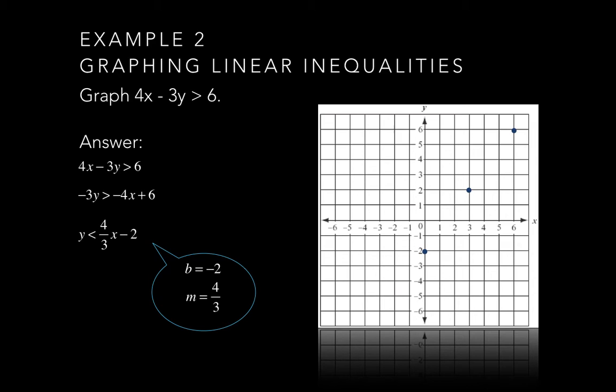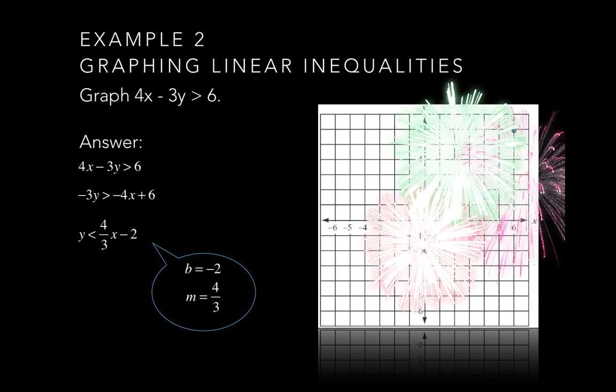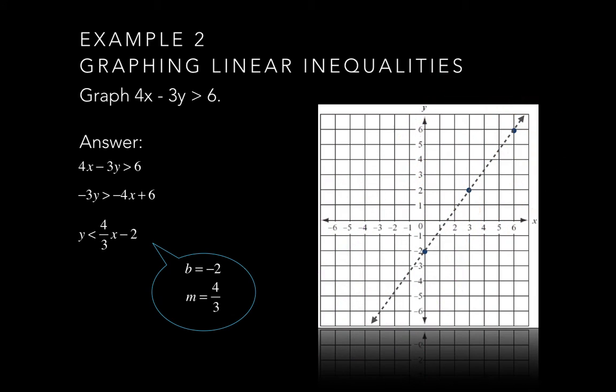Our inequality symbol is a less than symbol. Because of that, we're going to have a dashed line because we're not going to include the points that are on the line. That's why it is dashed, to symbolize that those points on that line are just boundary points. And notice that your coordinate plane is split into two parts now. The part above and the part below your line.